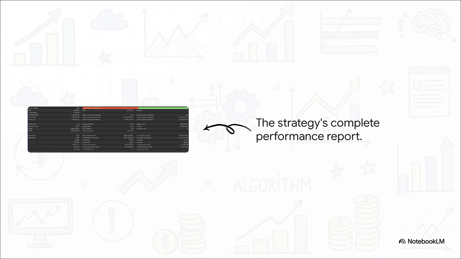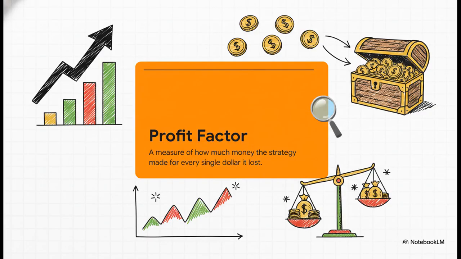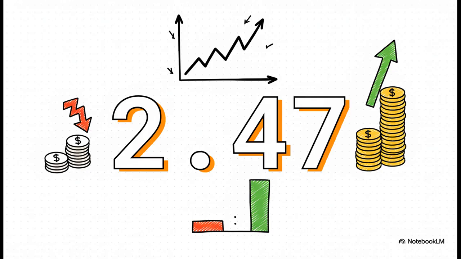And the first thing we're going to look at is something called the profit factor. So what exactly is profit factor? Well, it's actually a really simple but super powerful idea. It just tells you how much money the strategy makes for every single dollar it loses. Anything over 1.0 is considered profitable. Obviously, the higher that number is, the better. And this algorithm's profit factor is a jaw-dropping 2.47.